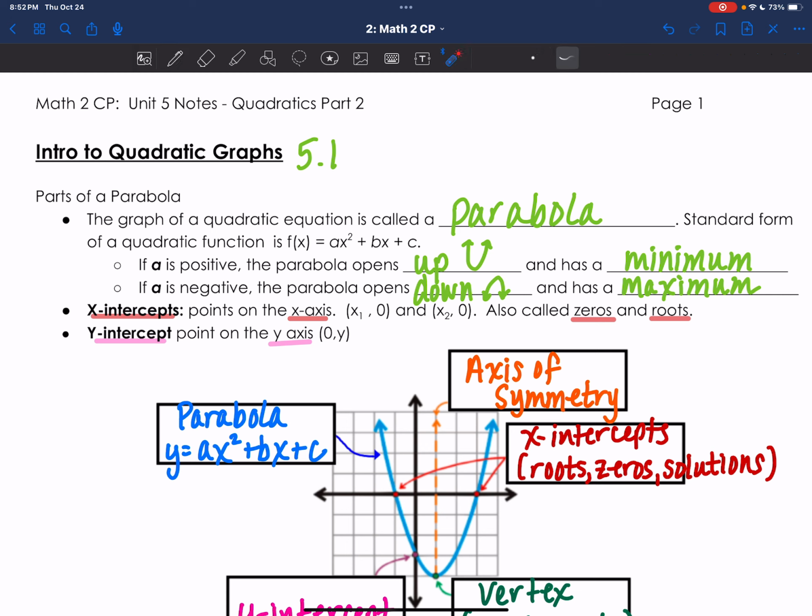The graph of a quadratic equation is called a parabola, and the standard form of a quadratic function is f of x equals ax squared plus bx plus c. So this should look familiar from when we were doing our factoring. If a is positive, the parabola opens up and it looks like that, and it has a minimum. The minimum would be that bottom point. If a is negative, the parabola goes down like that, and it has a maximum, which would be that point right there.